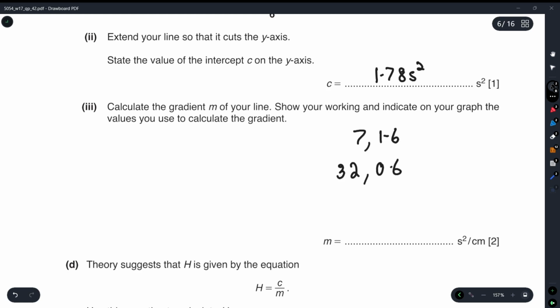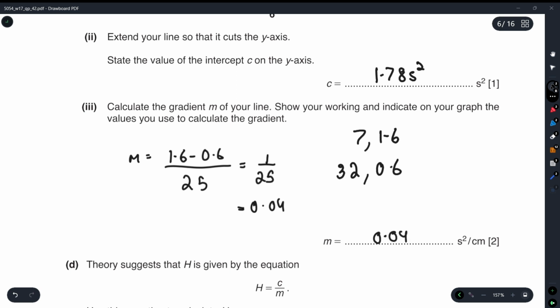All right, now I want to figure out the gradient, so that's going to be 1.6 minus 0.6 divided by 32 minus 7, which is 25. So my answer is going to be 1 divided by 25, which should be somewhere in the vicinity of 0.04. Okay. So 0.04 seconds squared per centimeter should be your answer.